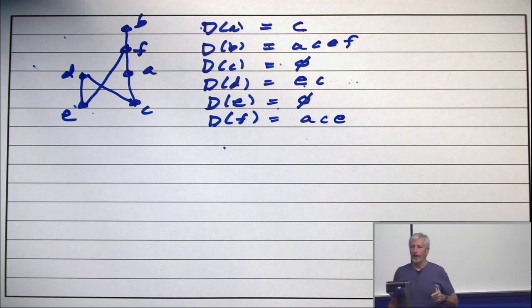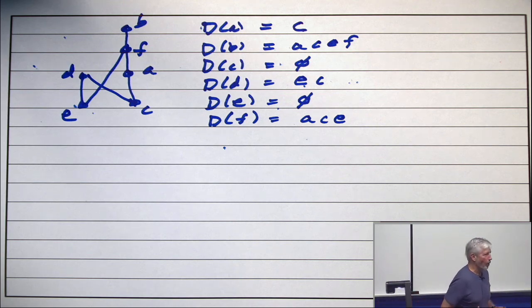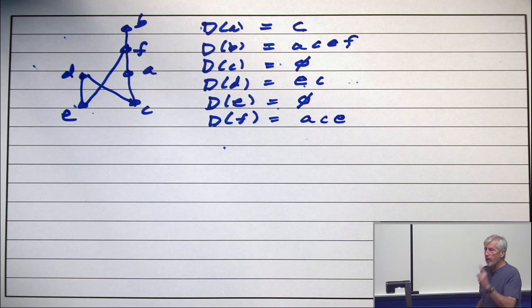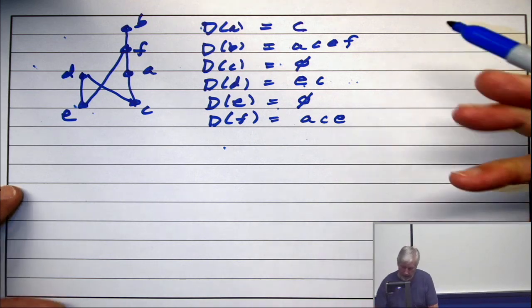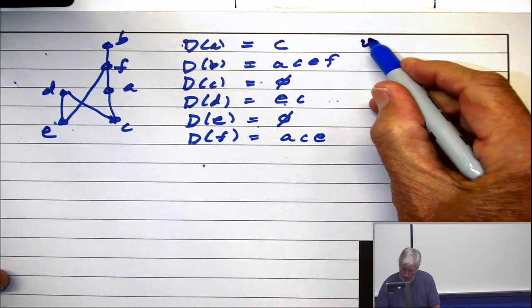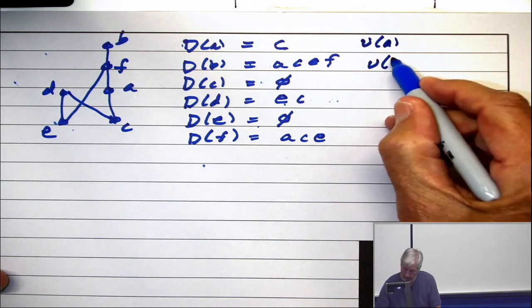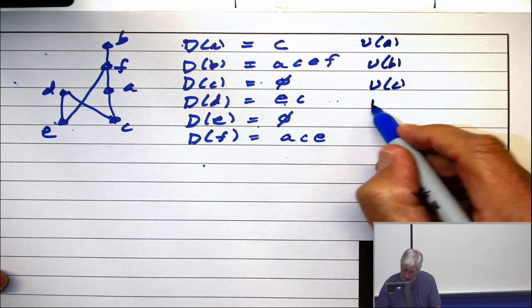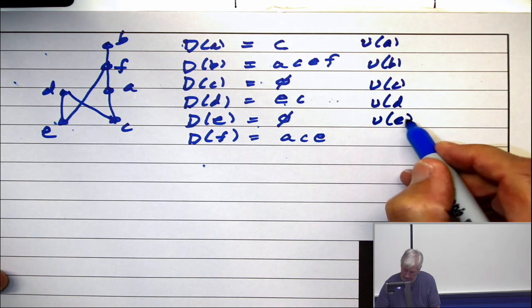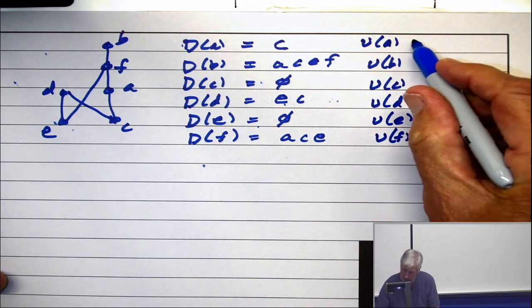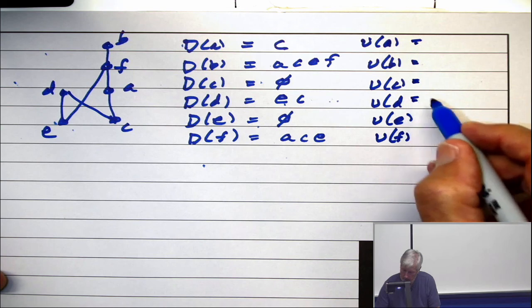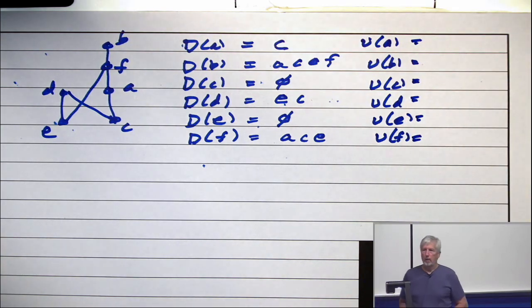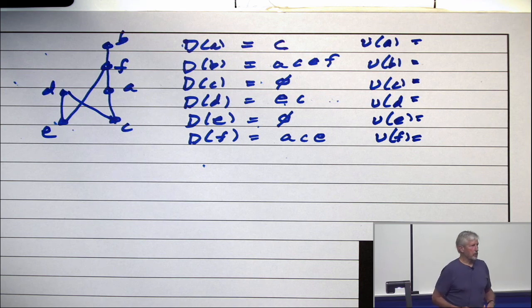But again, this being an applied combinatorics class, you'd like to do more. You'd like to find an interval representation. I already know there is one, but now I want to find it. To do that, I'm going to calculate the upsets. I want you to do up from A, up from B, up from C, up from D, up from E, and up from F. Same thing, just turn it upside down. Calculate the upsets rather than the downsets.